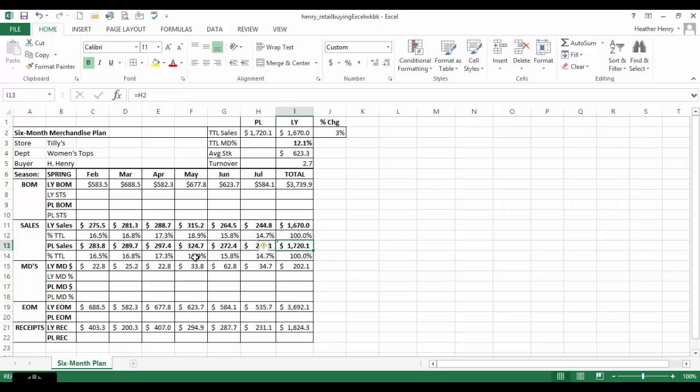So now that we have our planned sales for the year, we need to also plan our inventory.